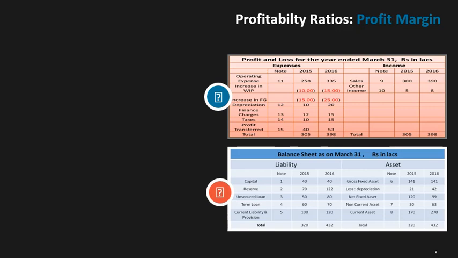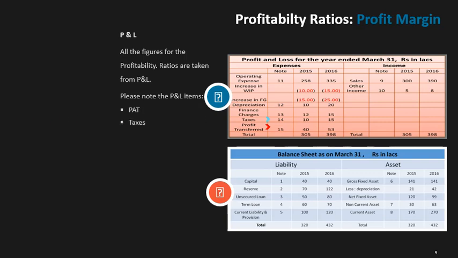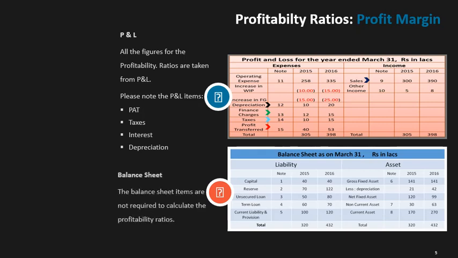The P&L statement and the balance sheet of MSXYZ, as on the 31st of March of the financial year, is shown here. Please note the items on the expenses and income side of the P&L account. On the expenses side of the P&L statement: 1. PAT, depicted by profit transferred. 2. Taxes. 3. Finance charge, which implies the interest on loan. 4. Depreciation. The sales figure is provided in the income side of the P&L statement. For calculation of the net profit margin ratio we do not require any inputs from the balance sheet.